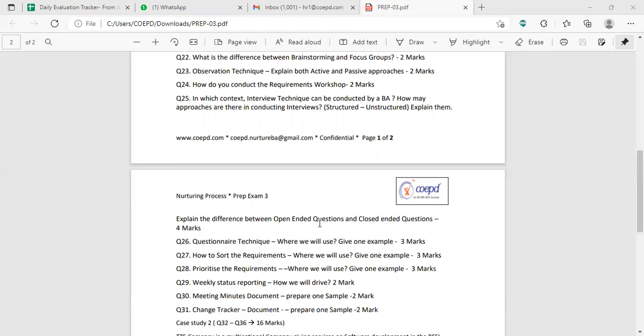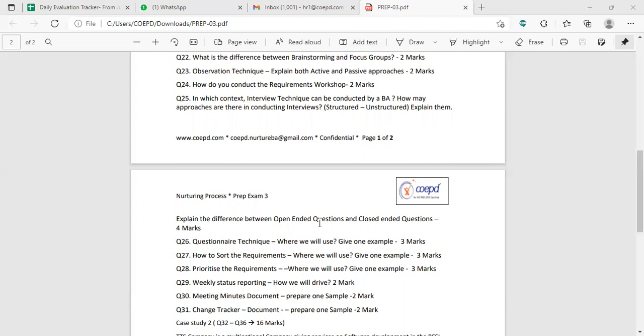Where will we use? Give an example. What is sorting the requirements? Defining the requirements. Where should we define the requirements? In the requirement management. And you can also use an example, take any example, guys. Here you can take an IT or a non-IT, no problem. Even from your domain also, you can take an example.